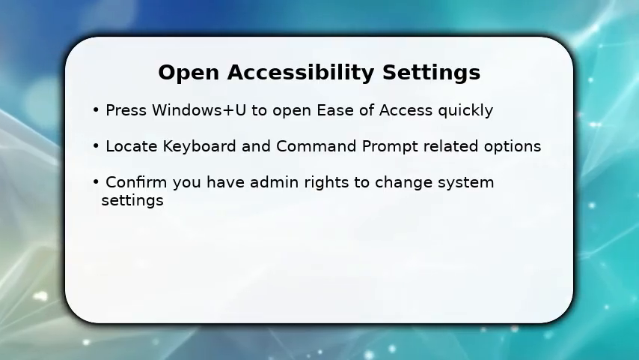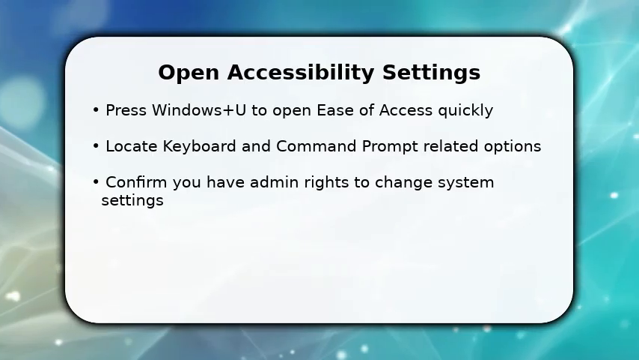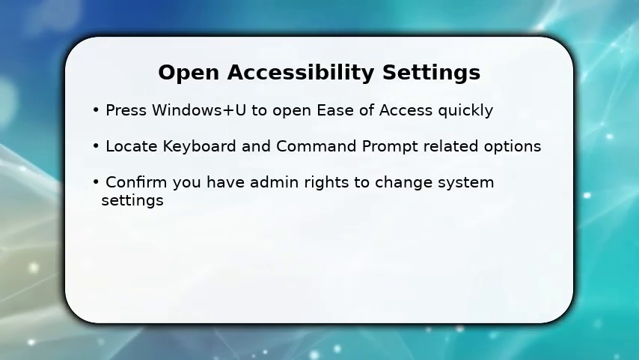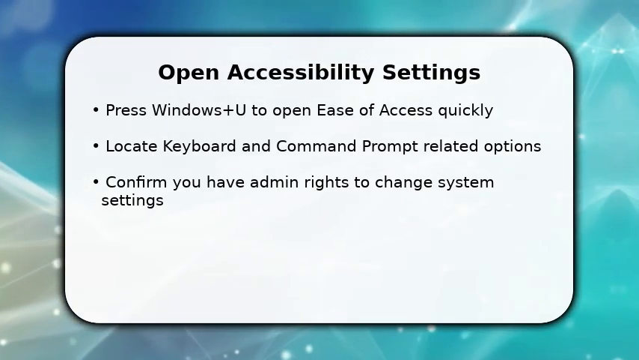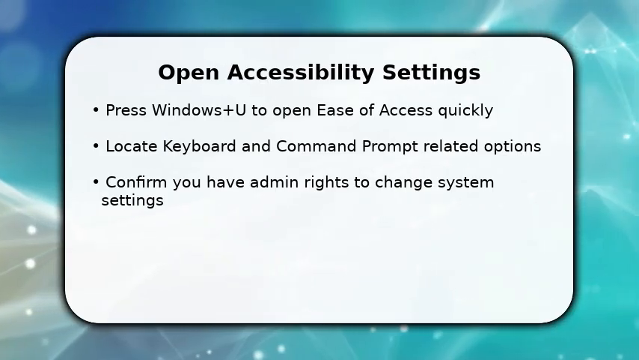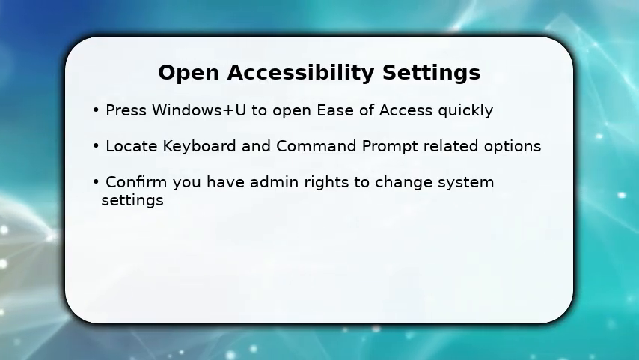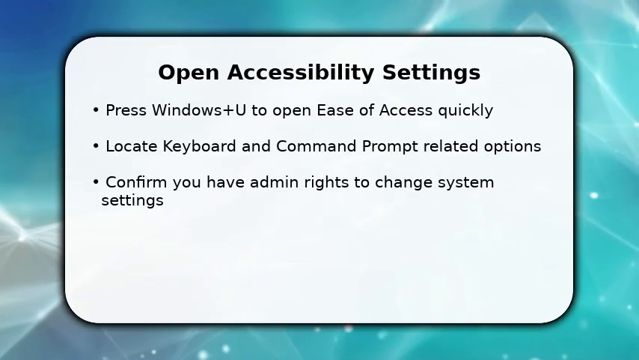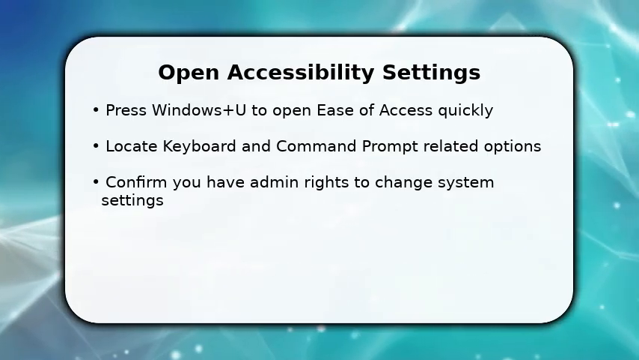You start by opening Ease of Access so you can change how command prompt behaves. Press Windows plus U to jump directly there. This saves time and puts the right panels on screen. Once open, look for keyboard and interaction categories because command prompt uses those settings.